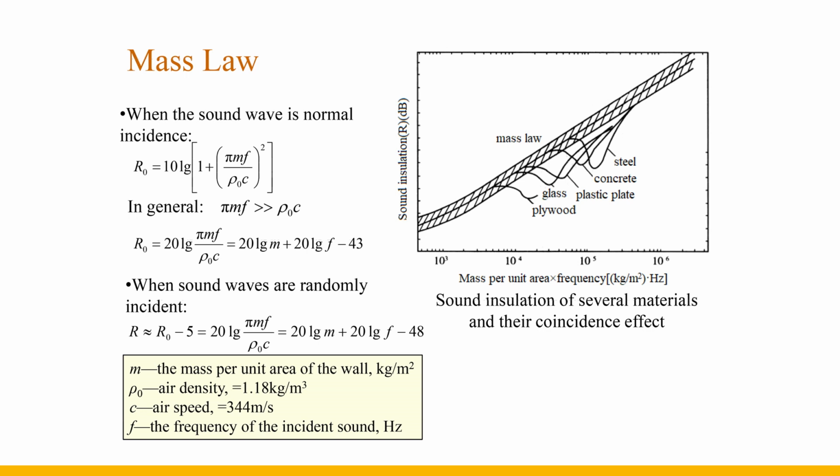This graph is a mass law straight line drawn according to this formula. The abscissa is a logarithmic scale, and the ordinate is a linear scale. It can be seen from the figure that the coincidence valley is also visible, and the higher the mass of the material, the lower the coincidence critical frequency.